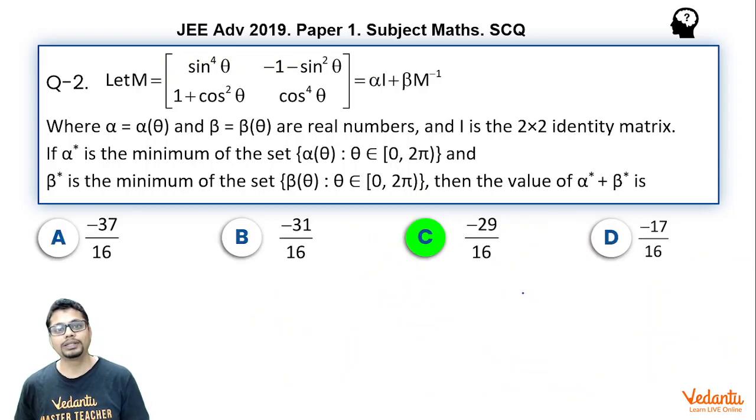Now there is an alternate solution to this question also. What if you don't know the Cayley-Hamilton theorem? Then you may go the normal course. You may find M inverse, which essentially is adjoint of M divided by determinant of M, and then you may compare the elements on both sides and hence find alpha and beta in terms of theta, and hence find the minimum values that alpha and beta take to ultimately find the sum of those minimum values.